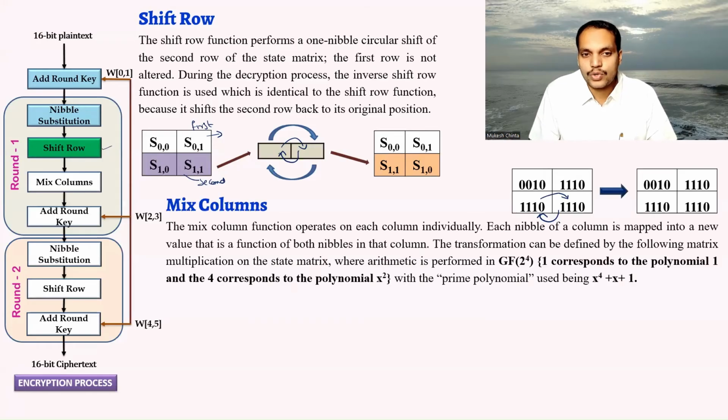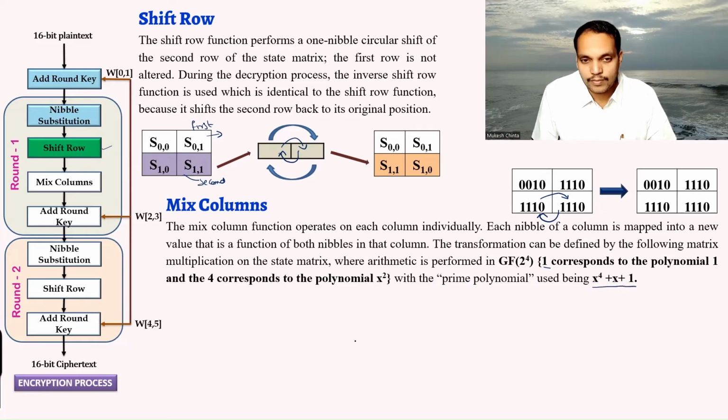Next most important one is your mix columns. What is mix column? The mix column function operates on each column individually. Each nibble of a column is mapped into a new value that is a function of both nibbles in that column. The transformation can be defined by the following matrix multiplication on the state matrix, where arithmetic is performed in Galois field of 16, where 1 means it's a polynomial 1 and 4 means it is a polynomial x square. And this is the polynomial that we are going to use to reduce your values.